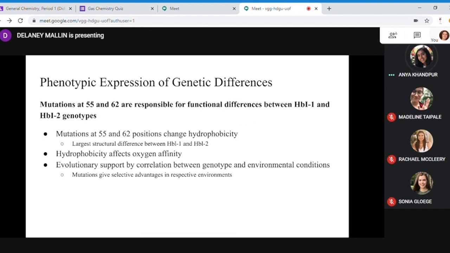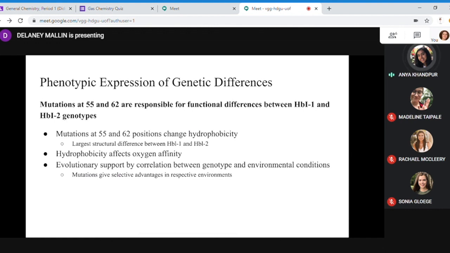Our hypothesis is that the mutations at the 55 and 62 positions are directly responsible for the functional differences between the HBI1 and HBI2 genotypes. Our first piece of evidence was a study by Colafrancesi et al., published by Omics, a journal of integrative biology, which simulated the substitution of each valine and alanine in the HBI2 genotype with methionine and lysine, which are the respective substitutions in the HBI1 genotype.